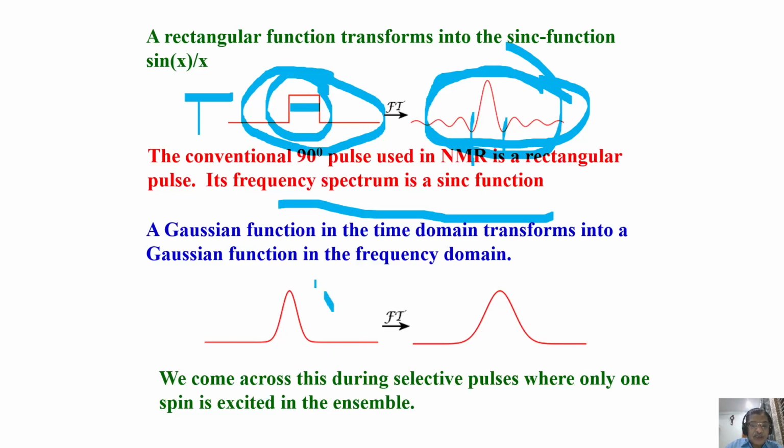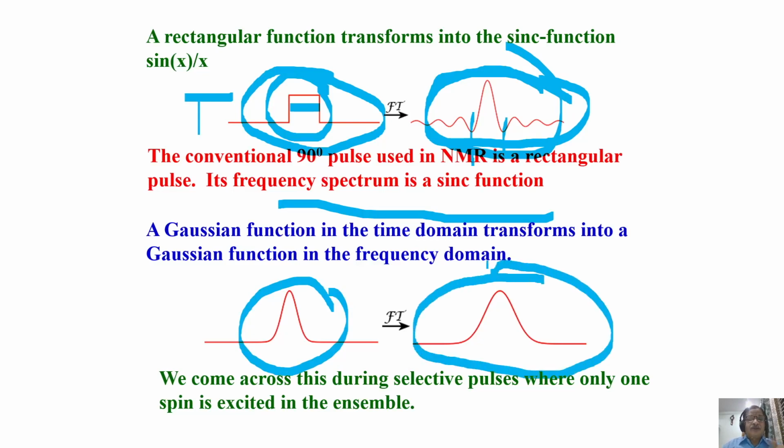If I take a Gaussian function and do the Fourier transformation, interestingly, you get a Gaussian function in the frequency domain also. We come across this very often when we use selective pulses, where only a single spin is selectively excited. In an ensemble of molecules, I can selectively excite a particular spin, or a band of frequencies. That's why I'm giving you this information. The Fourier transformation of a Gaussian is also Gaussian.